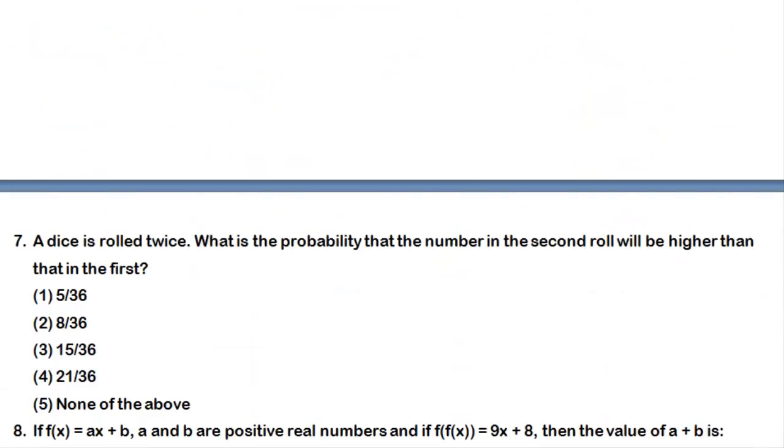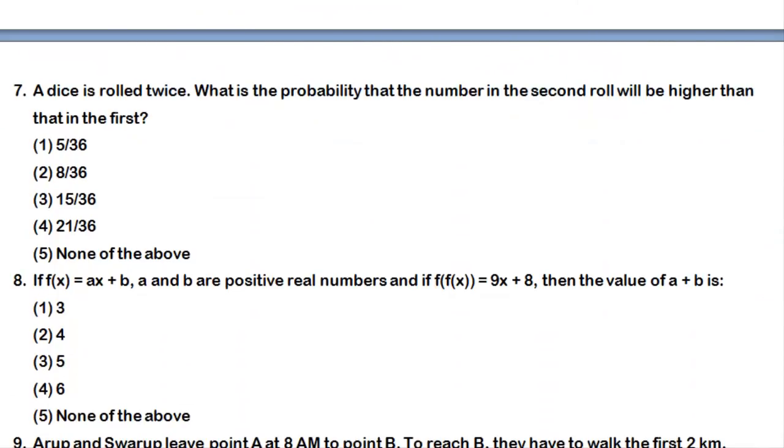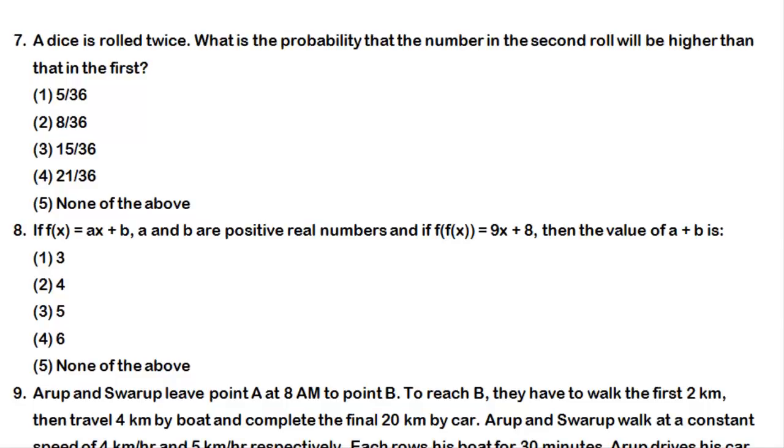Right, now let's move to the next question. Now, students, you must be seeing that almost the very first 6 questions can be solved within 10 minutes, right? Now question number 7, just by looking, it's a question of probability. It says that a dice is rolled twice and we need to find the probability that the number in the second roll will be higher than that in the first.